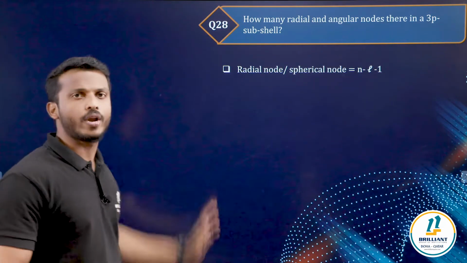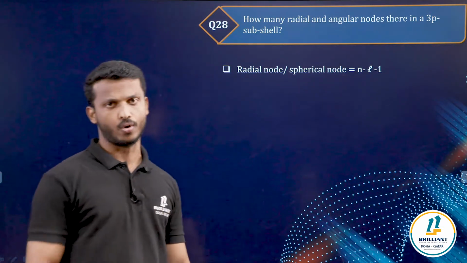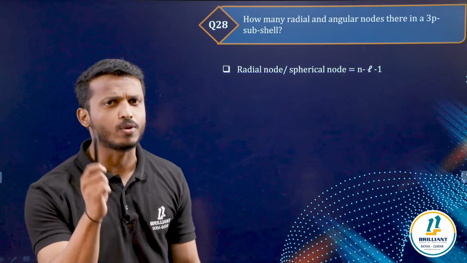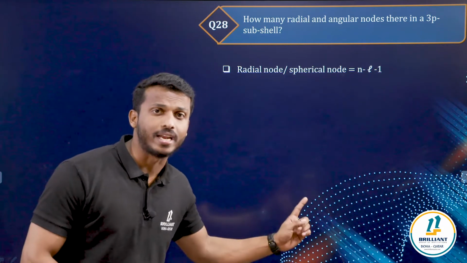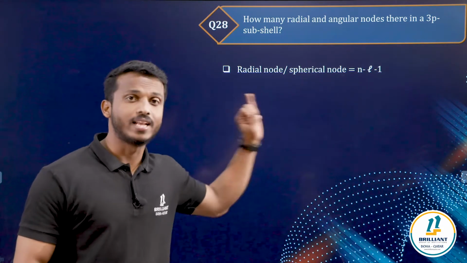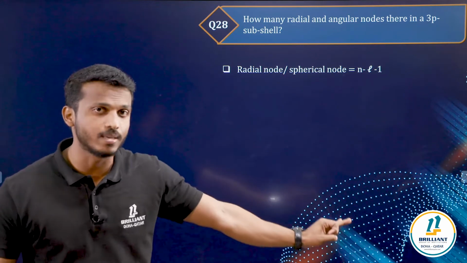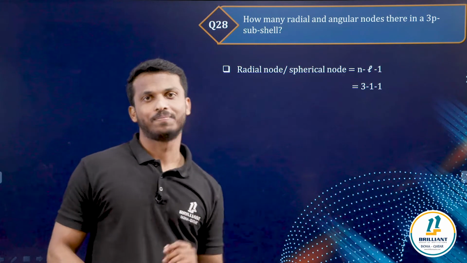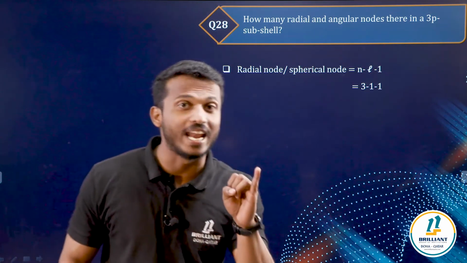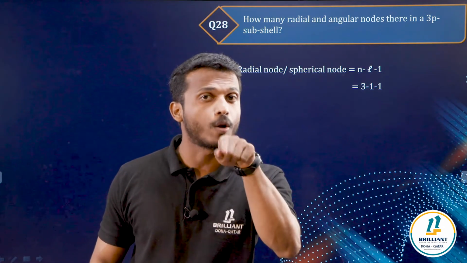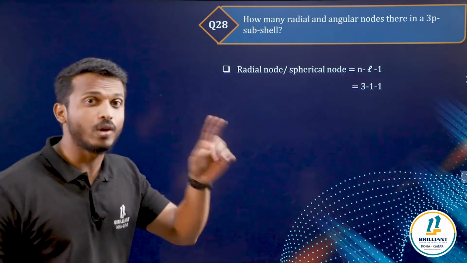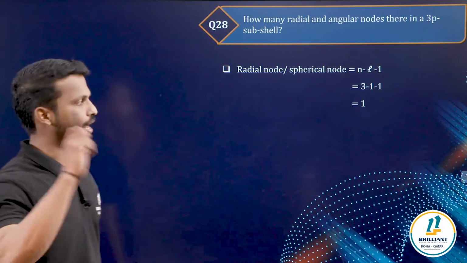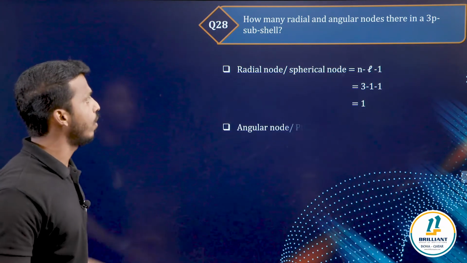Dear all, radial node is also known as spherical node. Remember, radial node is also known as spherical node. What is the equation to calculate radial node? n minus l minus 1. n is the principal quantum number, l is the azimuthal quantum number, minus 1. Dear all, what is our orbital? 3p. 3p orbital means what is the n value? 3, and the l value for p orbital is 1. n value 3, l value 1. Substitute here: 3 minus 1 minus 1. So 1 radial node.